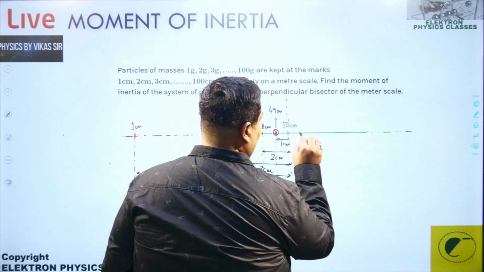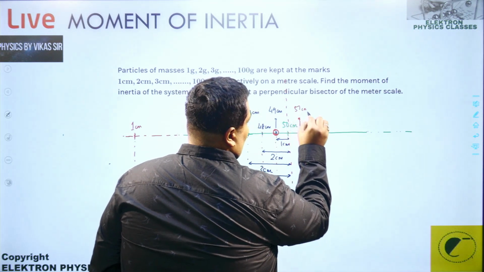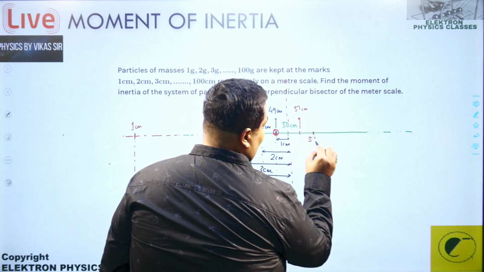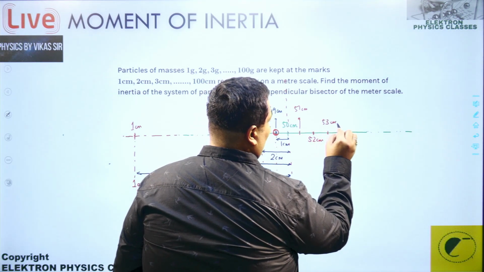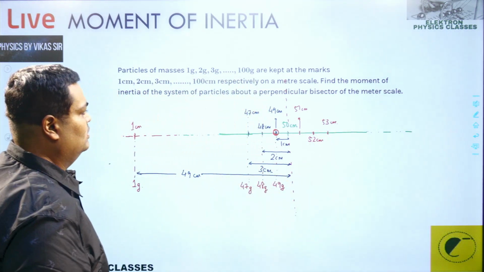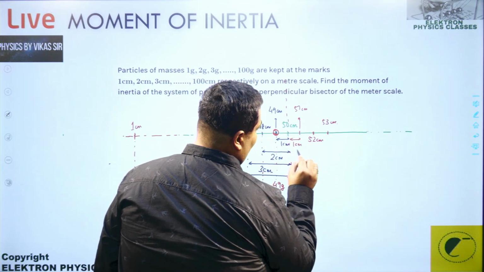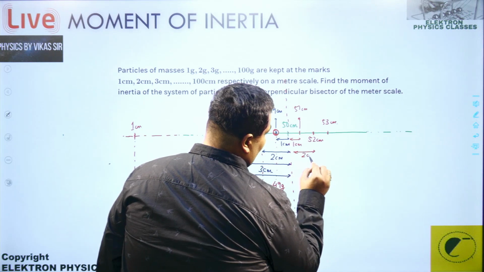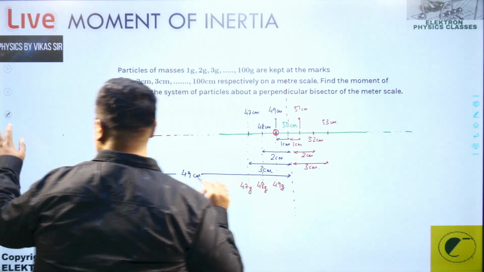So this is 51 centimeter mark. This one. This is 52 centimeter mark. This is 53 centimeter mark, and so on. So what about the distances? This is once again how much? 1 centimeter. This is 2 centimeter. This is 3 centimeter.